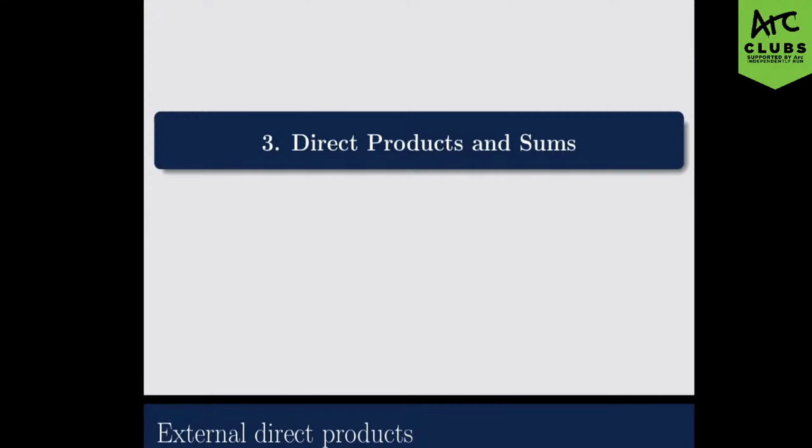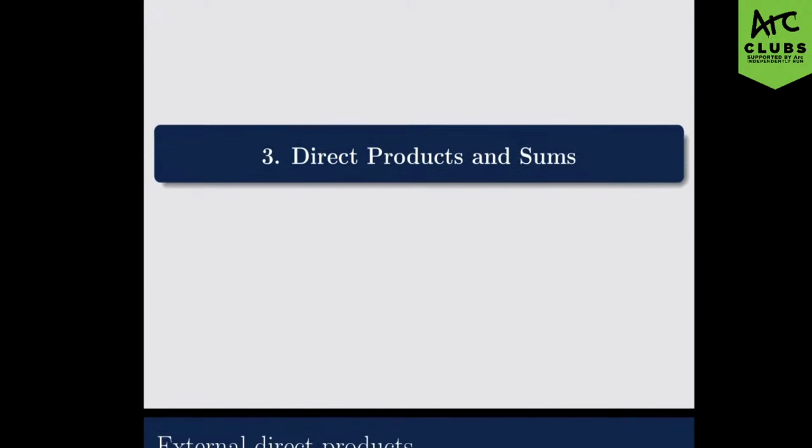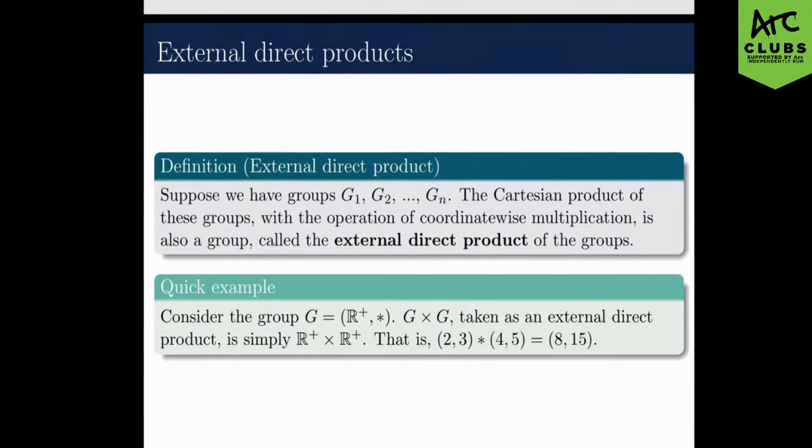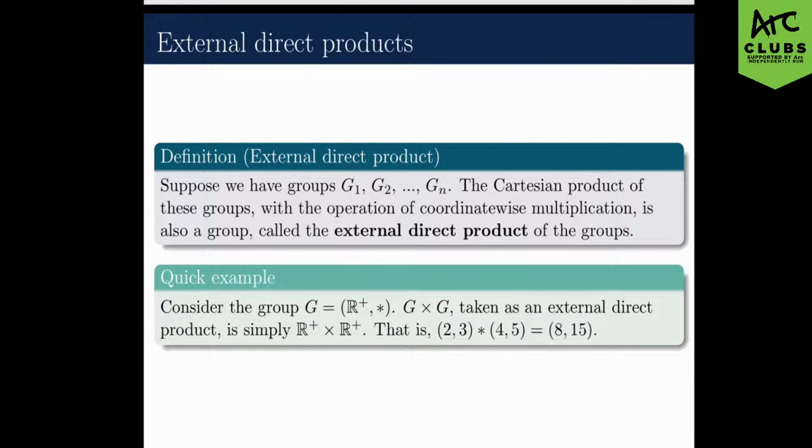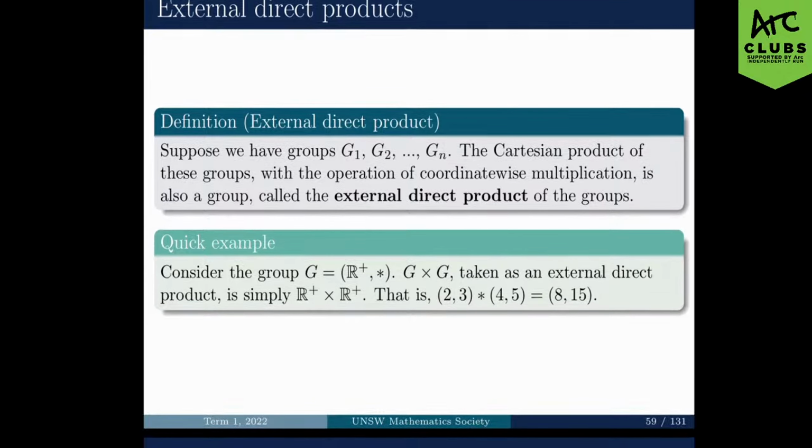Okay. We will begin, though, with direct products and sums. First of all, we've got external direct products. And this is actually something we've seen before, because we've got a set A, and we've got a set B. And what you can do is you can do A times B, that's the Cartesian product. It's just a pair of elements where one comes from A, and the other comes from B.